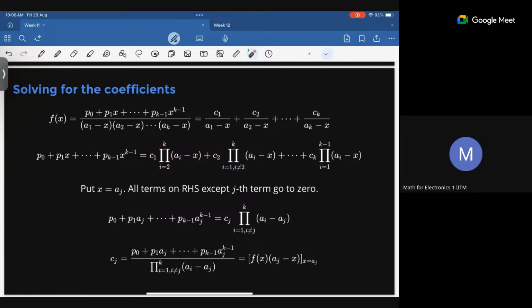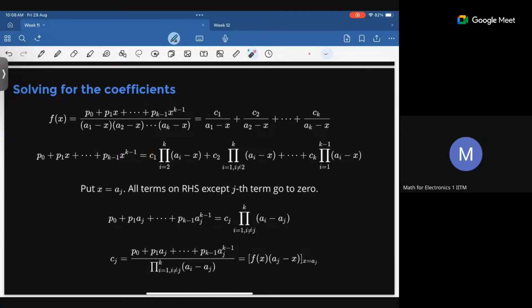The first term will be c1 into (a2 minus a1), (a3 minus a1), (a4 minus a1), and so on, up to (ak minus a1). And on the left side it will be p0 plus p1 into a1 plus p2 into a1 squared, and so on, up to p(k minus 1) into a1 to the power k minus 1. Right, so from there we can get c1.